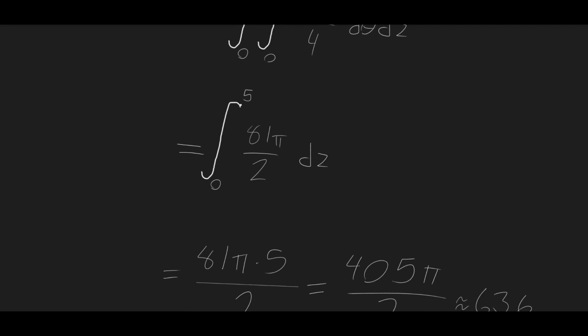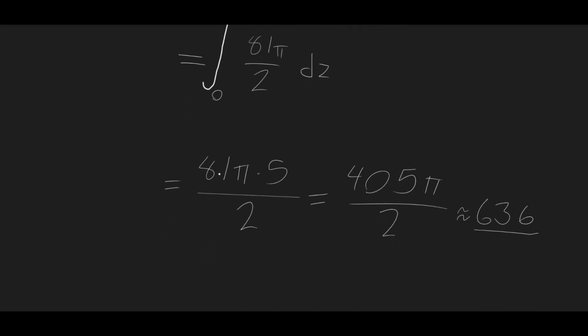Then we have the integral from 0 to 5 for z. So it's just going to be 81 pi over 2 times z, and z goes from 0 to 5. So it's 81 pi times 5 over 2, or 405 pi over 2, which is approximately 636. And this will be our final answer.